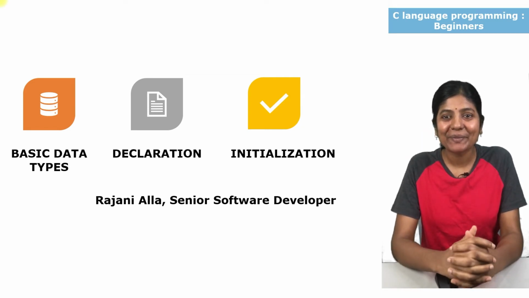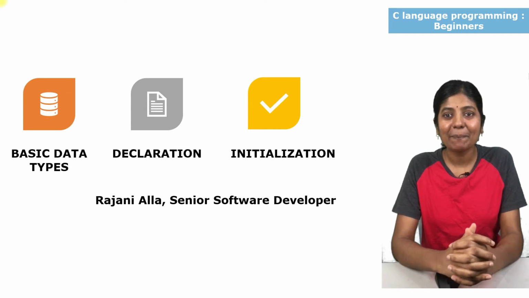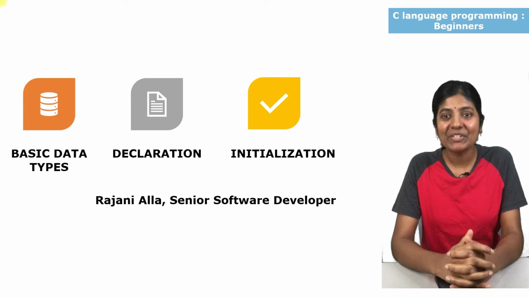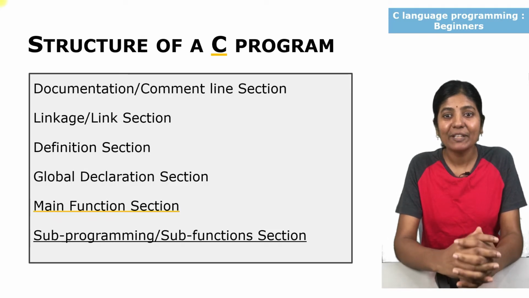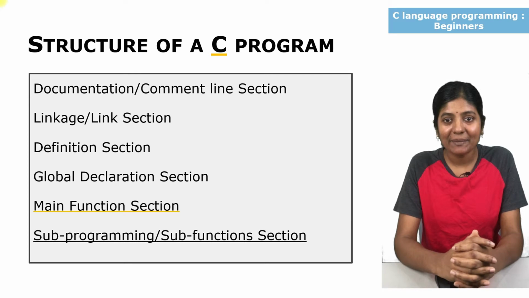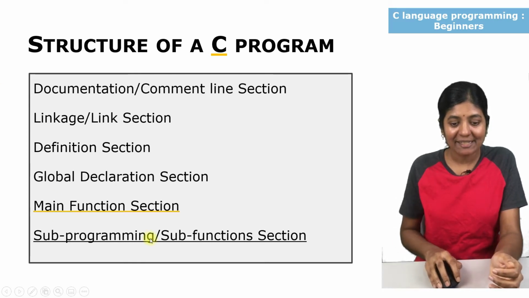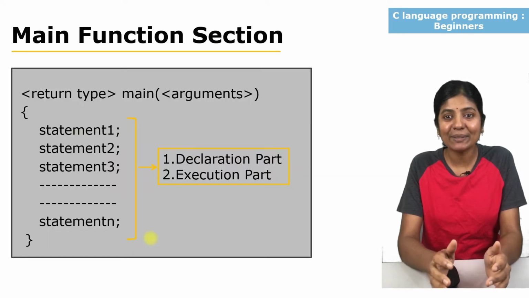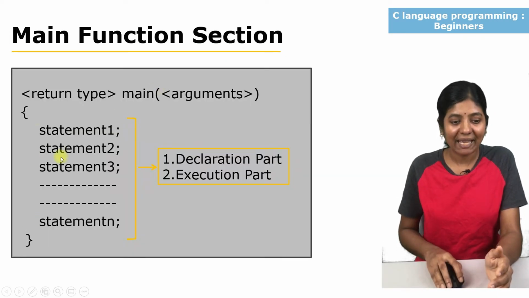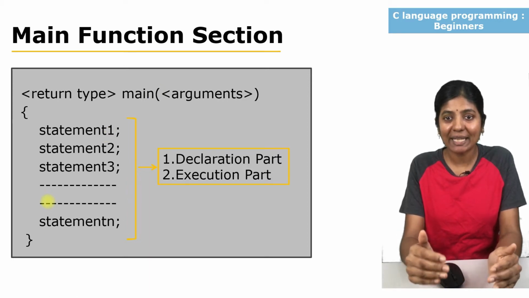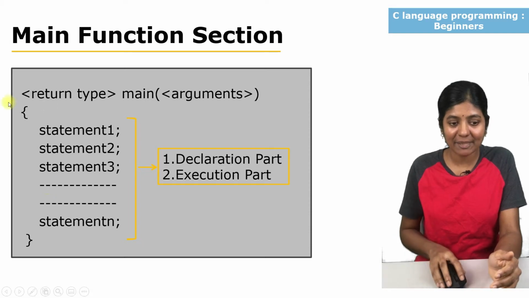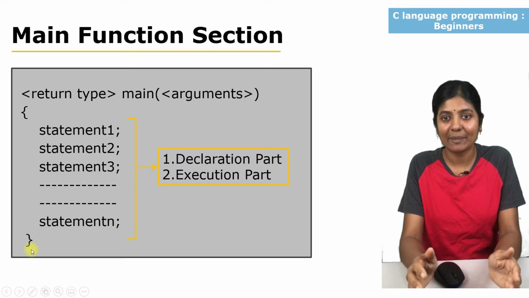In this video, I would like to teach you about basic data types in C, their declaration and initialization. Let's begin. We know that a C program is a collection of functions, main function and subfunctions. We already know that each function will have a group of statements, statement 1, 2 and so on, n number of statements, which are represented between the opening flower brace and closing flower brace.